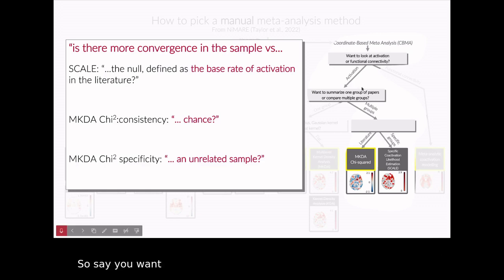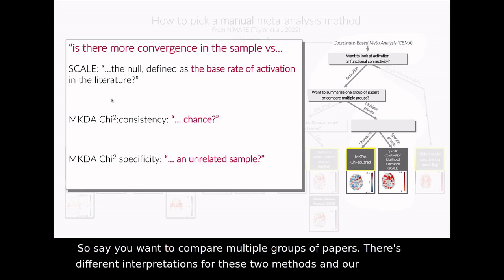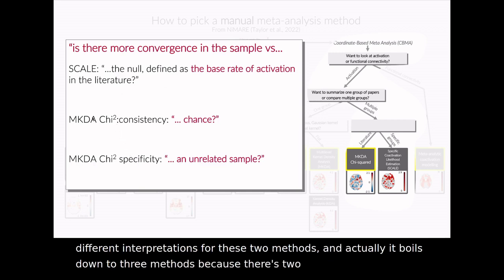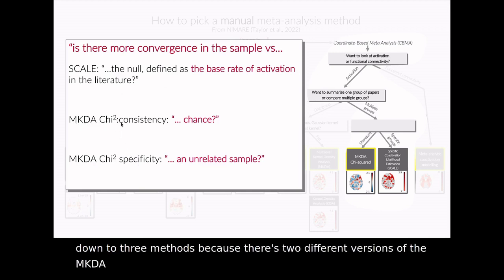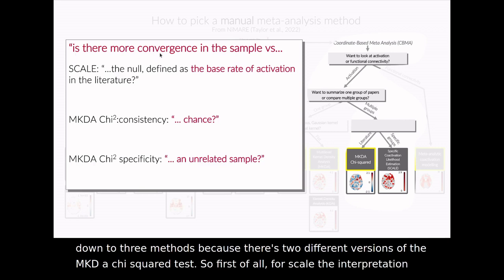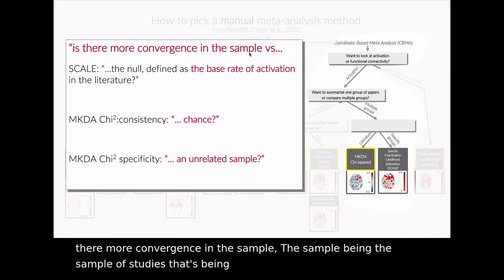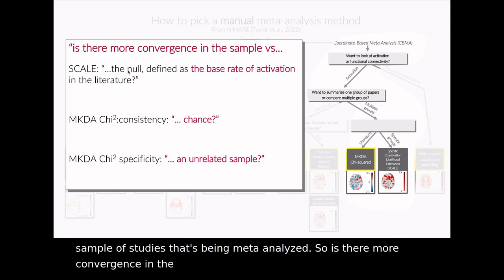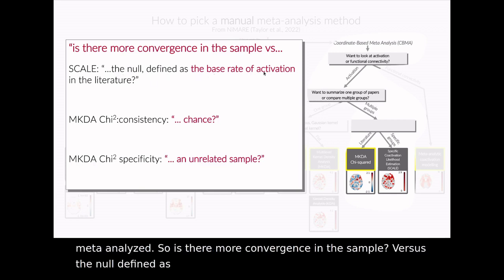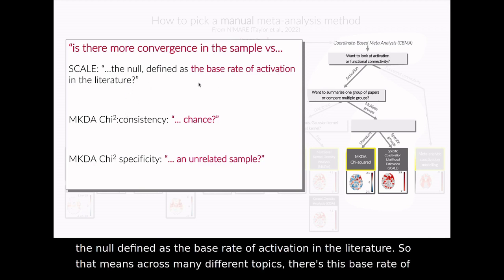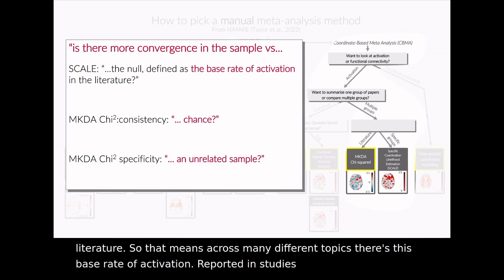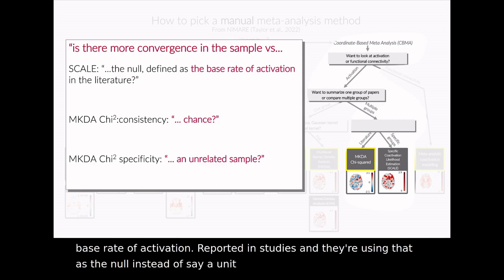So say you want to compare multiple groups of papers, there's different interpretations for these two methods, and actually it boils down to three methods because there's two different versions of the MKDA chi-squared test. So first of all, for Scale, the interpretation is: is there more convergence in the sample, being the sample of studies that's being meta-analyzed, versus the null, defined as the base rate of activation in the literature? So that means across many different topics, there's this base rate of activation reported in studies, and they're using that as the null instead of, say, a uniform distribution.